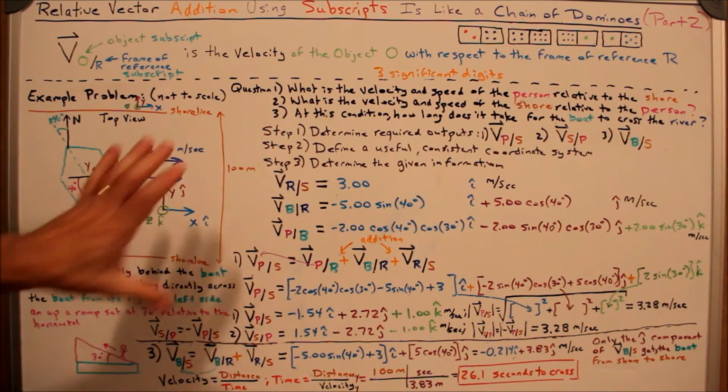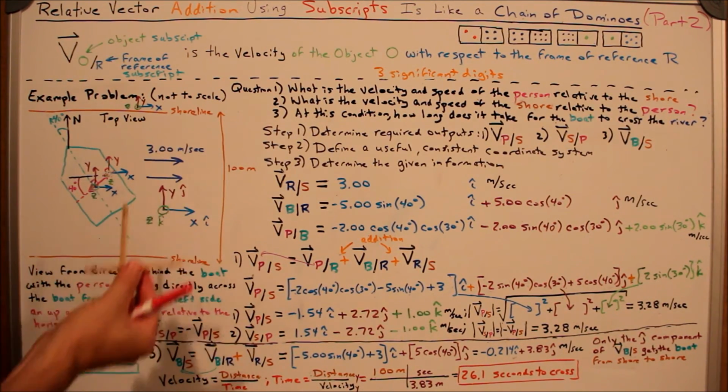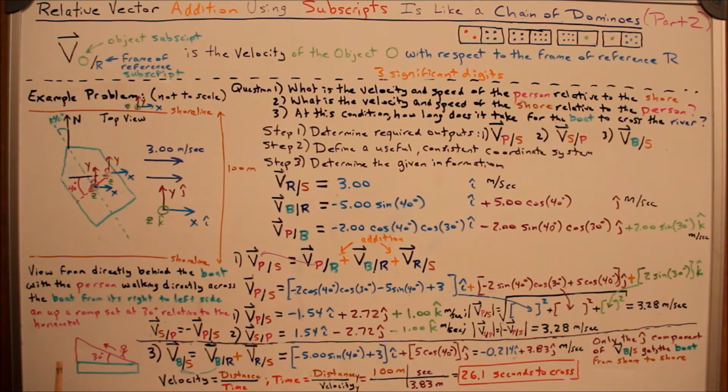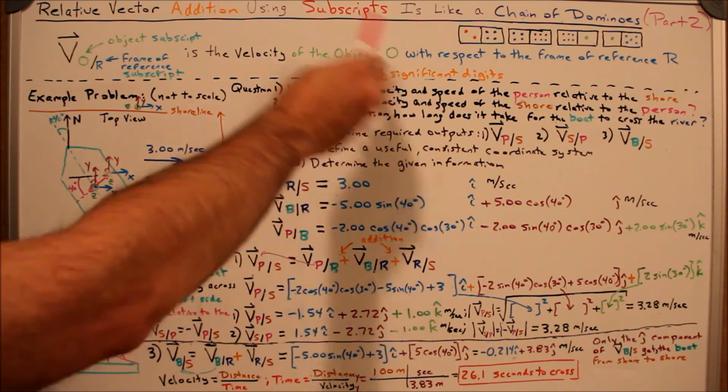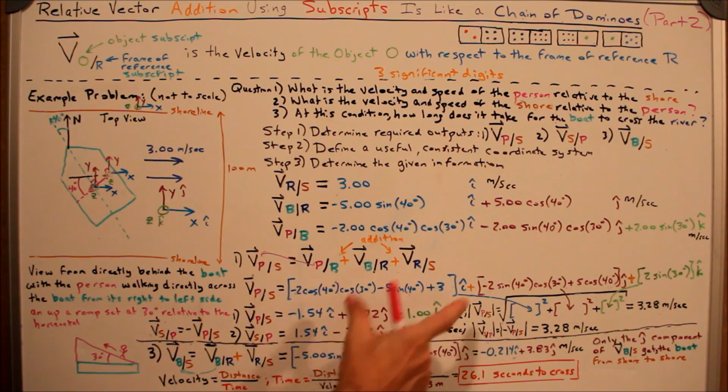So hopefully you got these answers. If you didn't, remember to set your coordinate system up, lock your coordinate system to an inertial frame of reference, determine what you want, use relative velocities, use the subscript addition rule, and you should be able to solve a problem and to treat things vectorially.